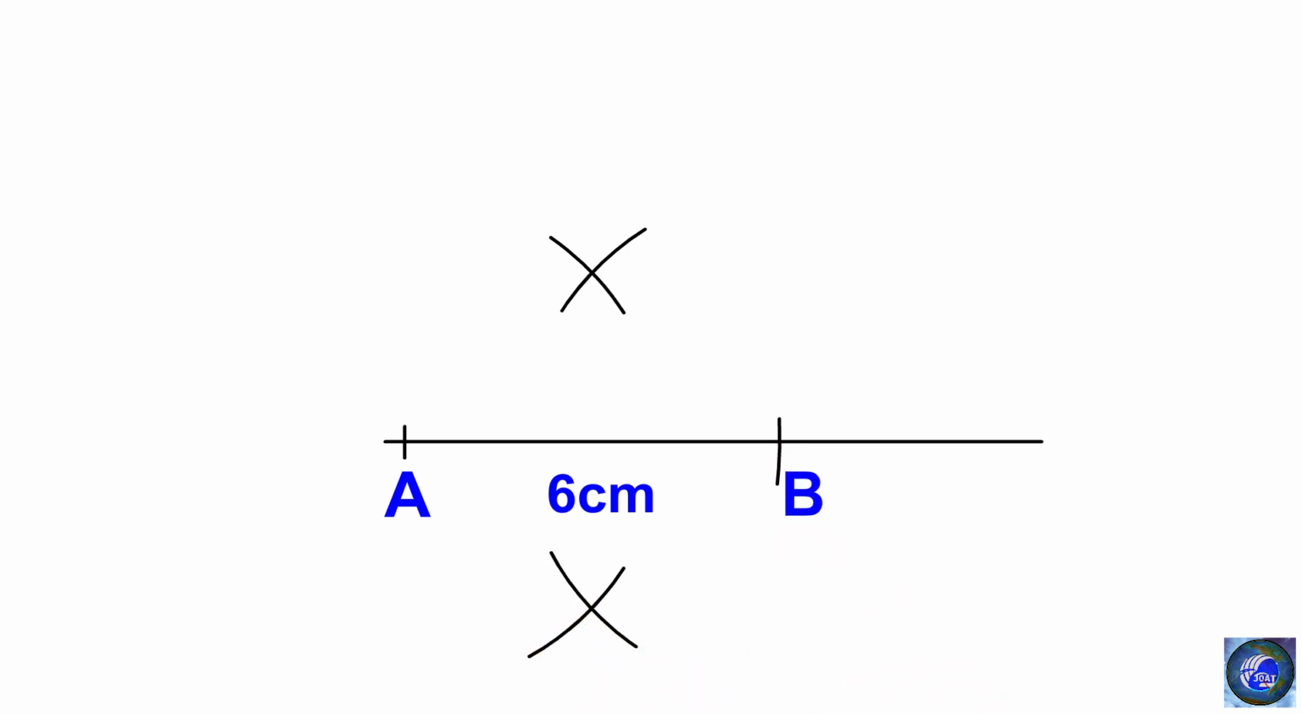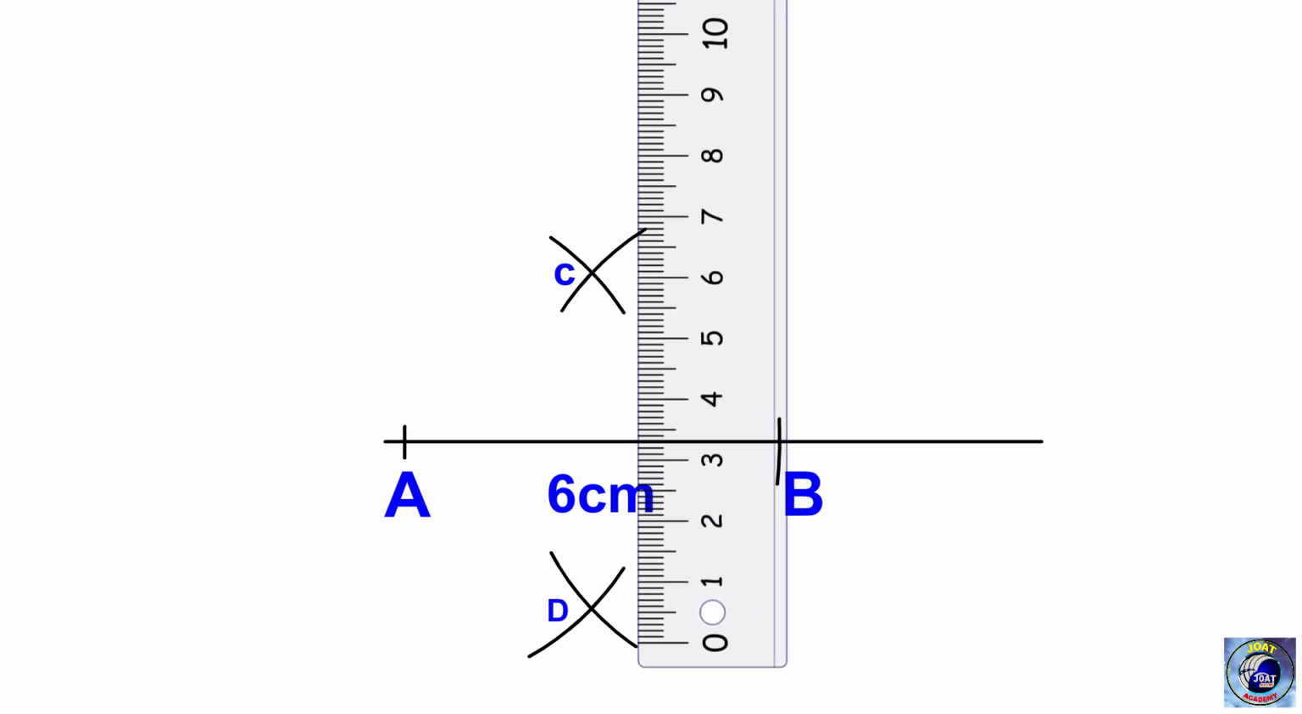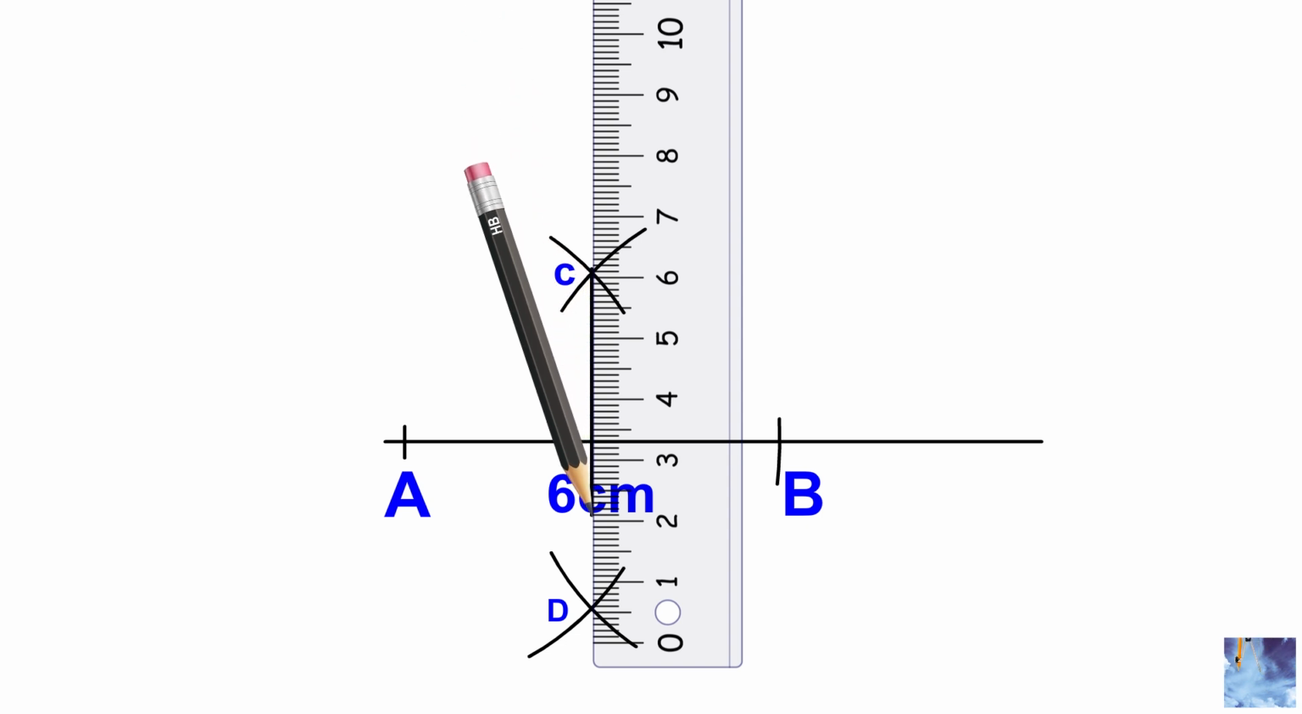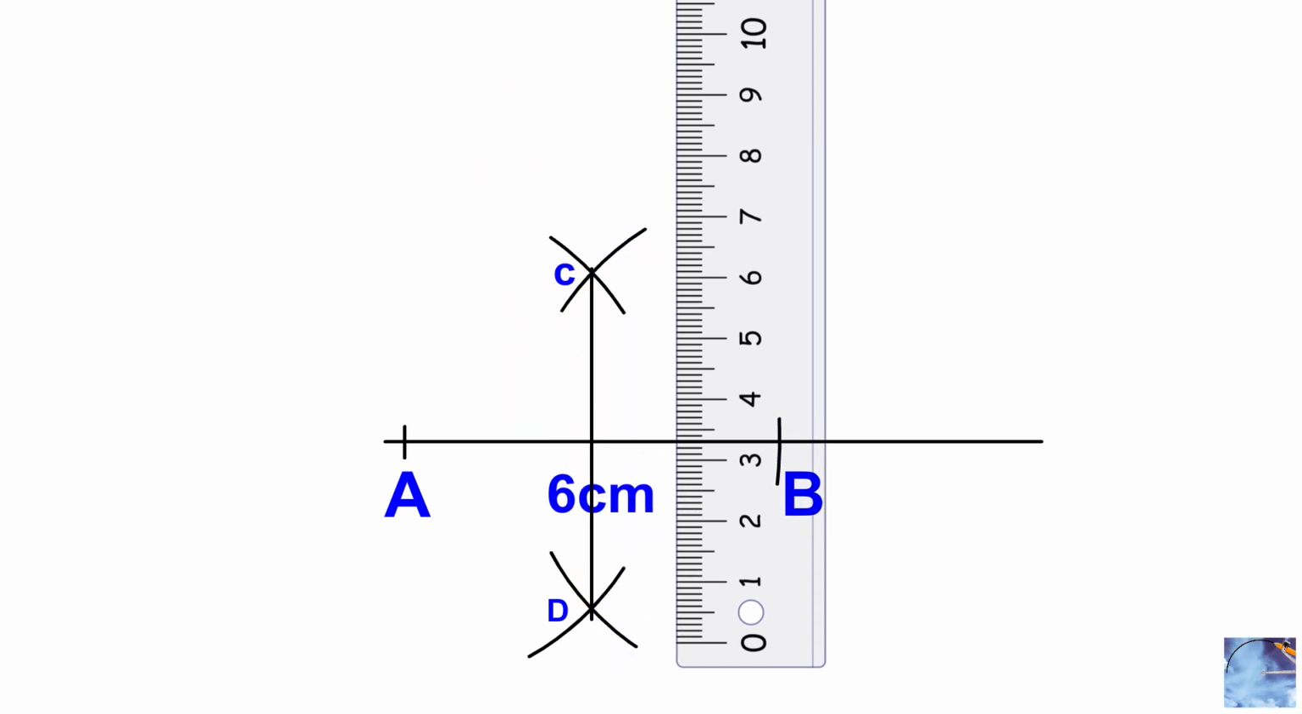Label the intersection points as C and D, as shown. With the help of your ruler and pencil, draw a straight line from point C to point D. Let the point where line CD intersects line AB be labeled M.